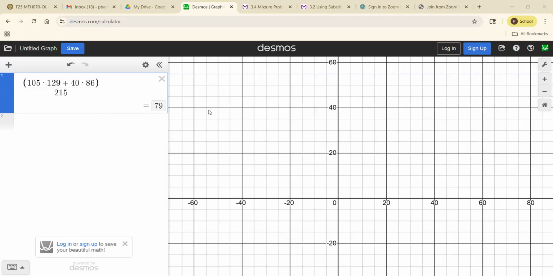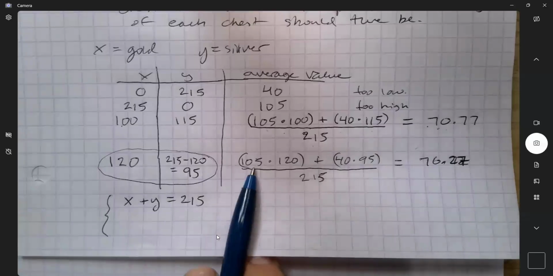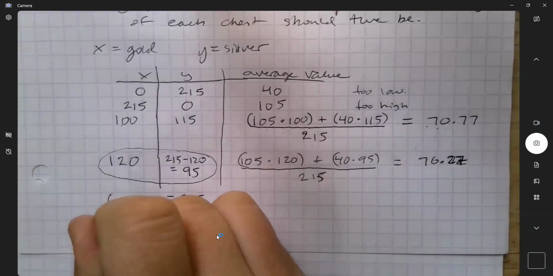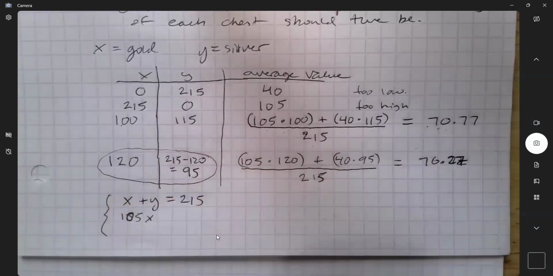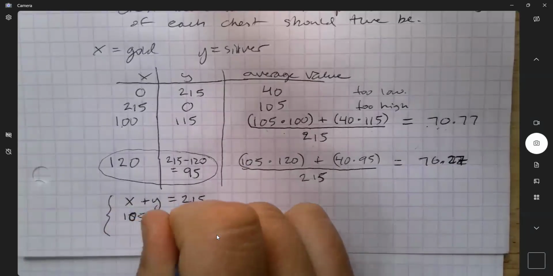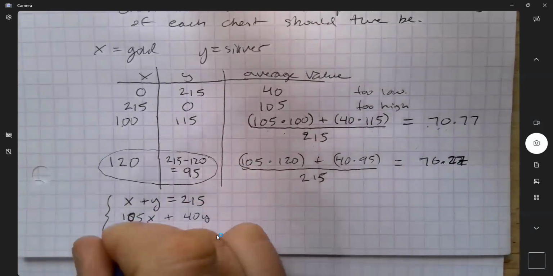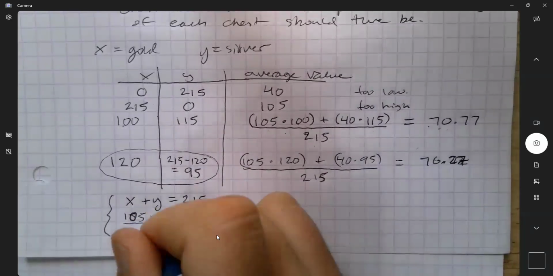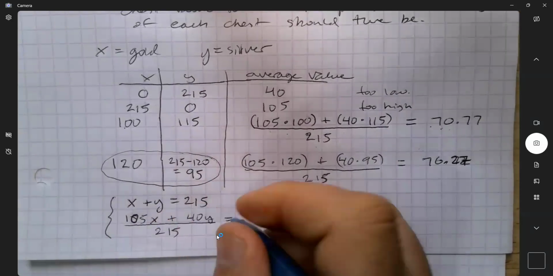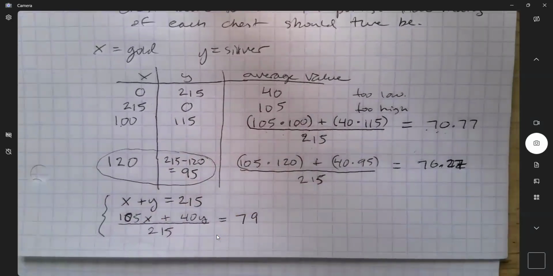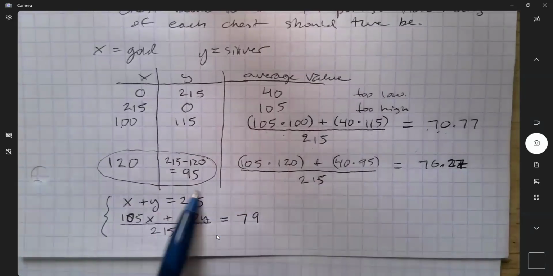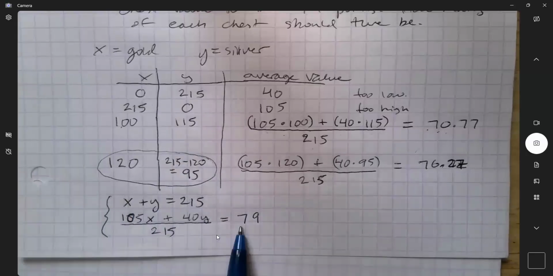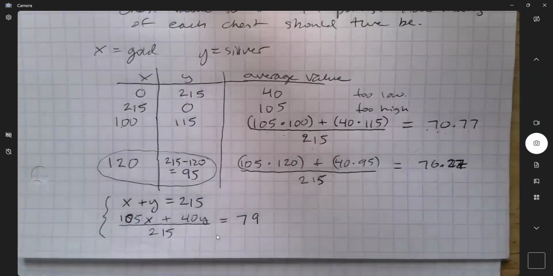So what is that actual formula? What is my second equation? Well, my second equation says 105 times my gold chests plus 40 times my silver chests, all divided by 215, that needs to equal the 79. So I actually didn't solve it symbolically or graphically, but working through the numbers helped me get to the symbolic representation of my system of equations.